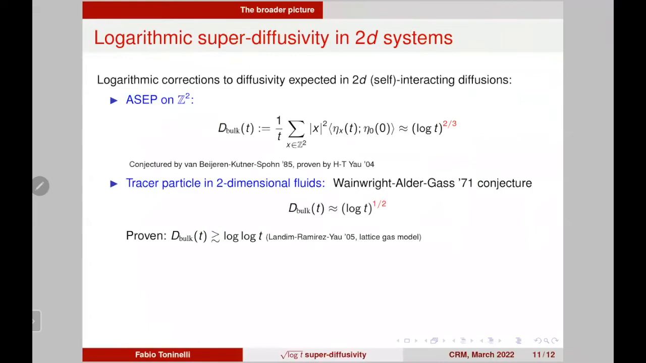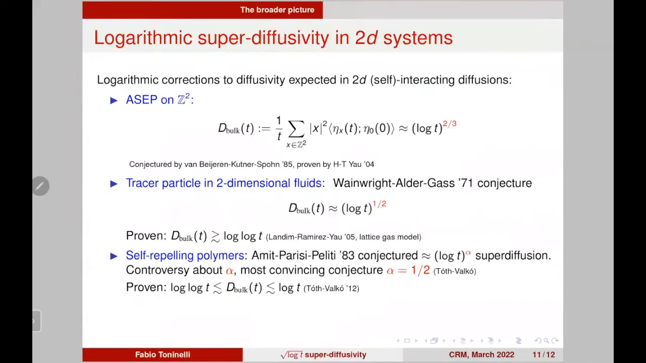Another example where logarithmic superdiffusion is expected is tracer particles in two-dimensional fluids. This was conjectured in the 70s. In this case, the corresponding diffusivity coefficient is conjectured to grow like square root log t, as in our case. The best result I know is for a lattice gas model studied by Landim, Ramírez, and Yau almost 20 years ago, where they prove a lower bound of order log t.